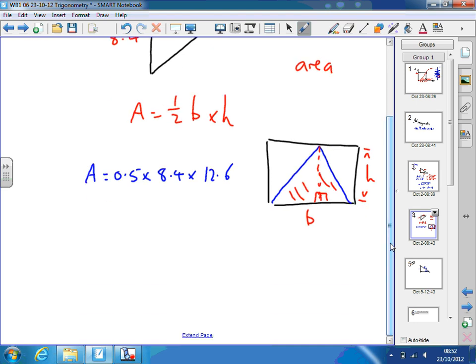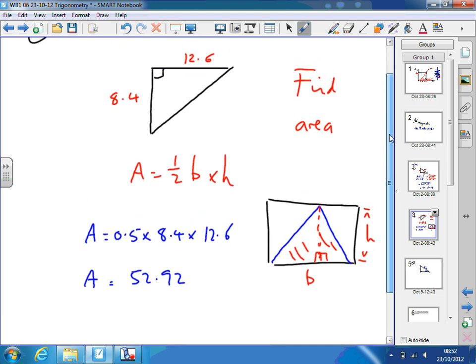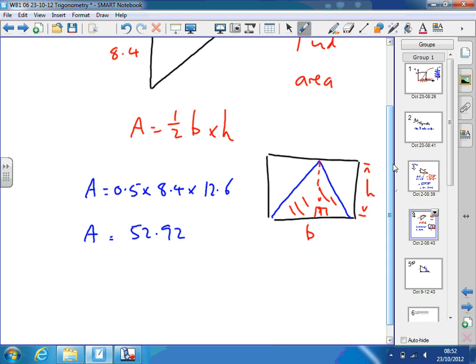4.2, so it's about 50, something like that. 52.92, is that appropriate? Not squared, no. Whatever this unit is, it's square whatever the unit is, but the number's not square. Who was it said square? Yeah, the unit squared, yeah.